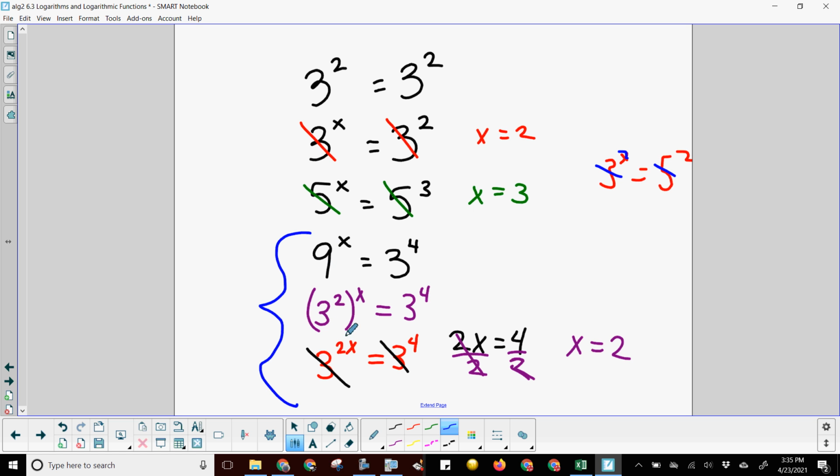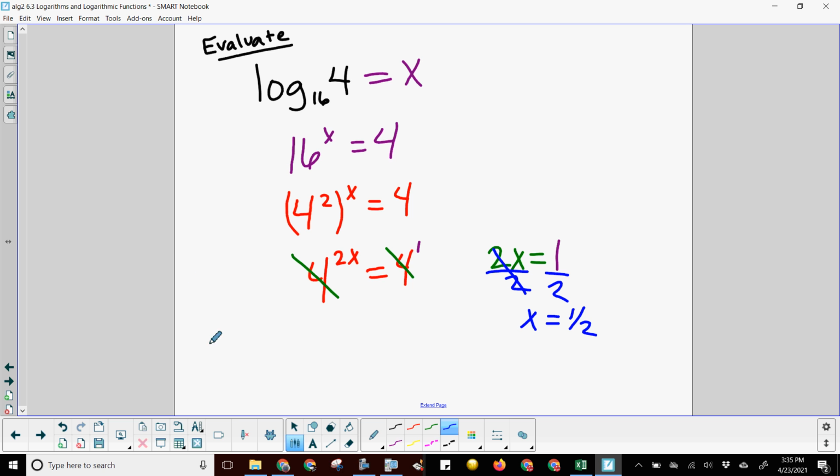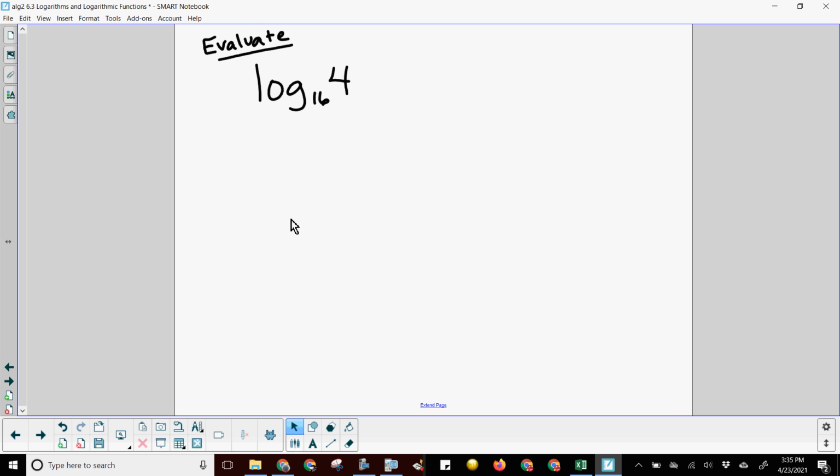You'll have to change one of them to where they both have the same big number. So let's do a little bit of practice. They're actually going to have you do a little bit of both, where you're going to start off and it's just going to say evaluate this.